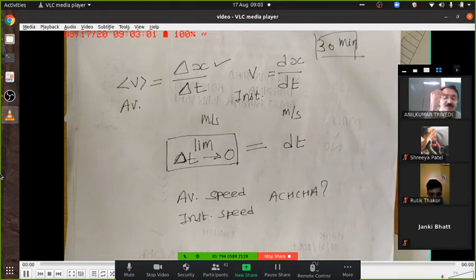Which is right depends upon the situation, on what perspective we have to see. Situation, condition, perspective. If you say in terms of finding, average speed will be better because it's more easy to find. Now say you traveled from Anand to Baroda, 40 kilometer. You took 1 hour, right? So you say my average speed was 40 kilometer per hour, right?